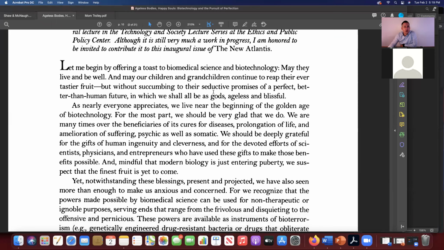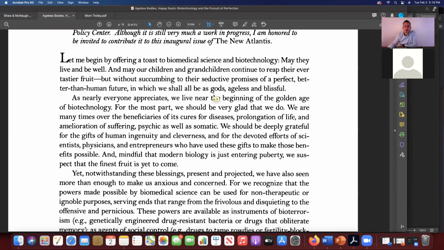So he begins, let me begin by offering a toast to biomedical science and biotechnology. May they live and be well, and may our children and grandchildren continue to reap their ever tastier fruit, but without succumbing to their seductive promises of a perfect, better than human future in which we shall all be as gods, ageless and blissful. So let biomedical technology be good for us, okay, but don't allow it to seduce us into thinking that we're going to have perfect transhumanist futures where we all live as gods, right, ageless and blissful. So that gives you kind of a sense of the project that's coming.